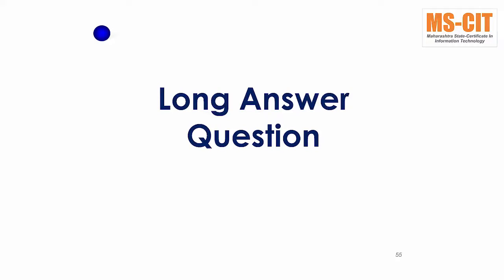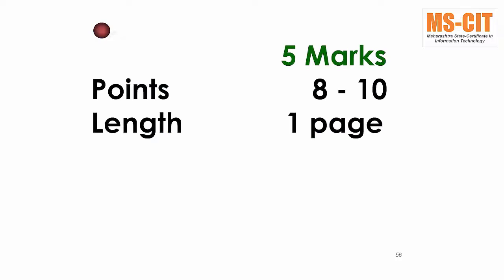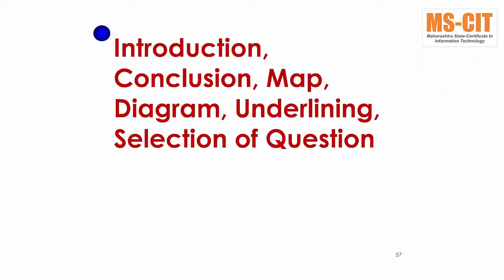Underlining is compulsory for all subjects, for all types of questions, because we know that the examiner will not read each and every word. Long answer questions for 5 marks: minimum 8 to 10 points, and the length will be minimum 1 page. It may be 1.5 pages also, but minimum 1 page answer you must write. But in case of long answer question, means 5 marks question, you must write separate introduction and conclusion.